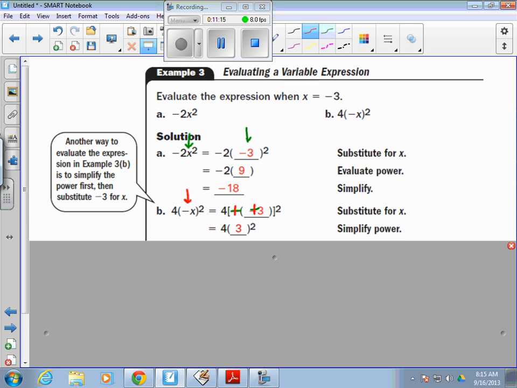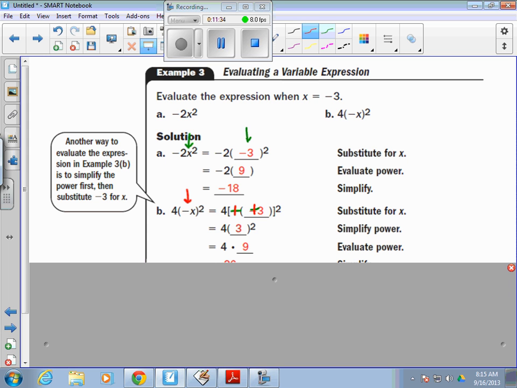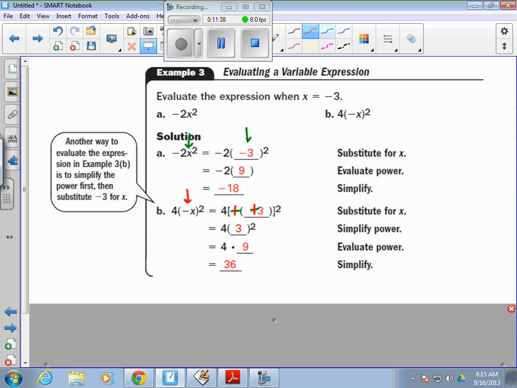So what you wind up with is 4 times positive 3 squared, because that was what's inside parentheses first. You have to do what's inside parentheses before you do the exponents. So now you have 4 times 3 squared. Evaluate the power 3 times 3, and you get 9. And then 4 times 9, we know, is 36.